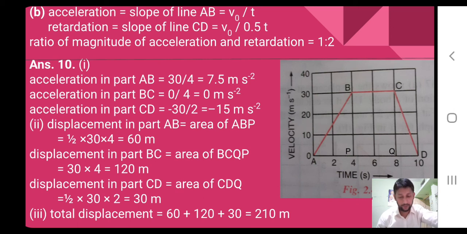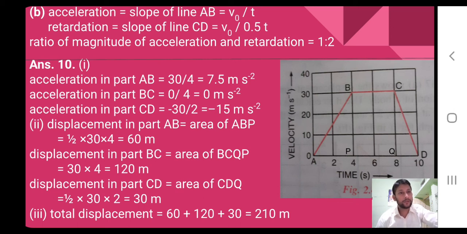You can simplify this. Now come to question number 10, where a velocity time graph is given and based on that we have to find the acceleration in parts AB, BC and CD. Here the acceleration in part AB is the slope of line AB. Slope of line AB is BP by AP. Here BP is 30, AP is 4. So 30 by 4 is equal to 7.5 meter per second square.